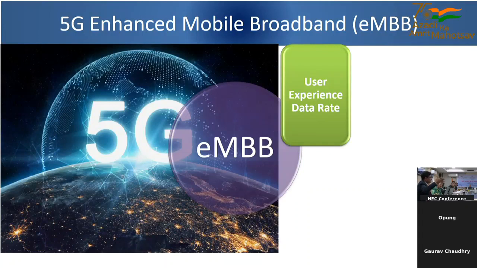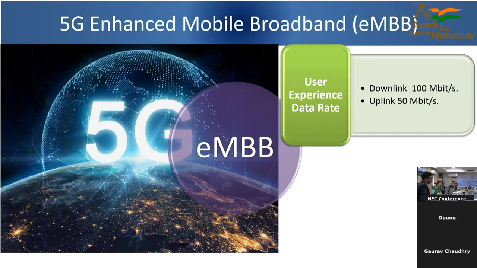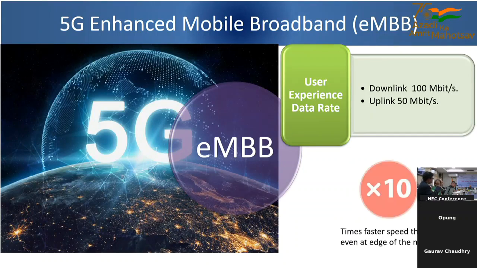When you reach the edge, one should be able to receive at least 100 megabit per second in the case of 5G in the downlink direction, and half of it in the uplink direction. So this is also 10 times better than 4G. 5G is supposed to deliver 10 Mbps even at the edge, which is practically not happening for many reasons.